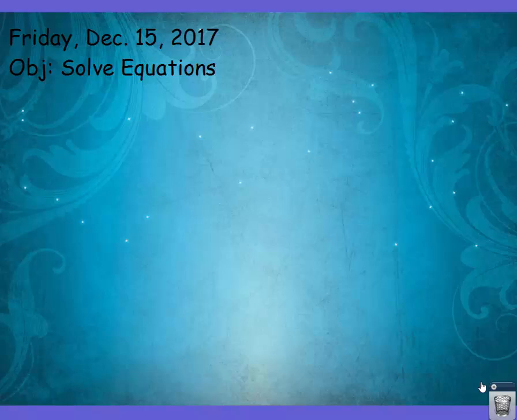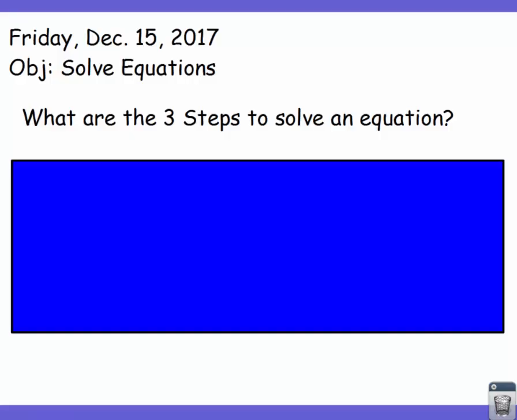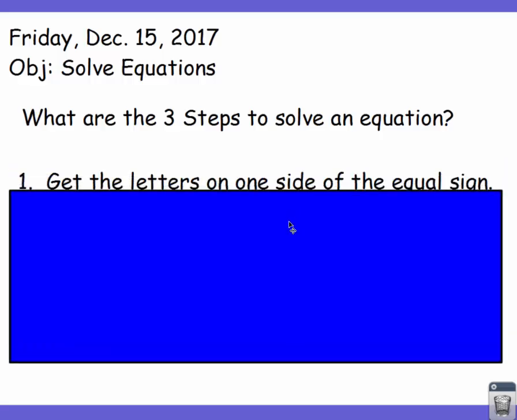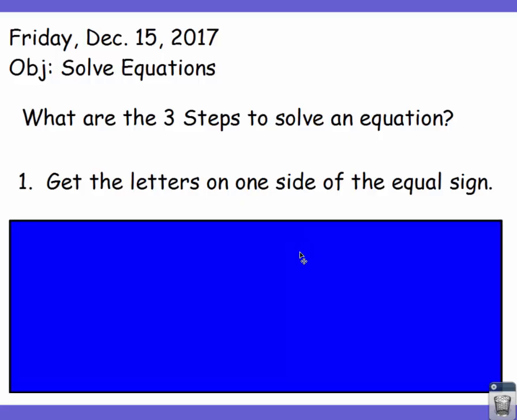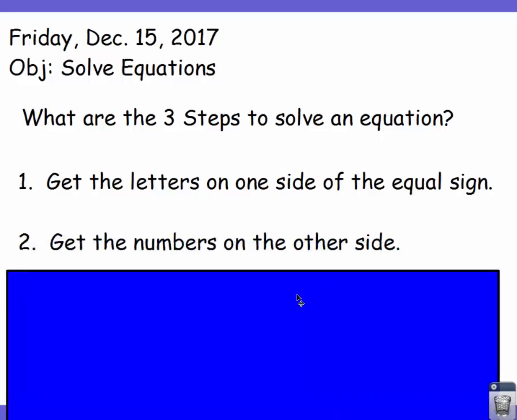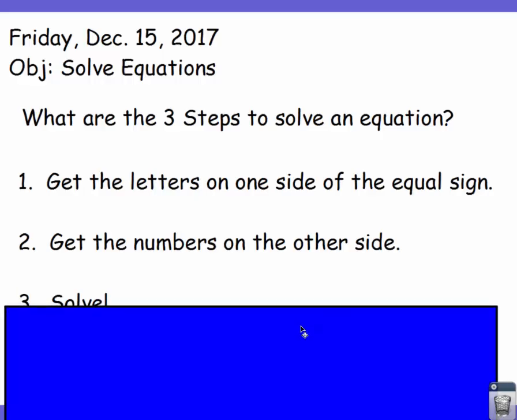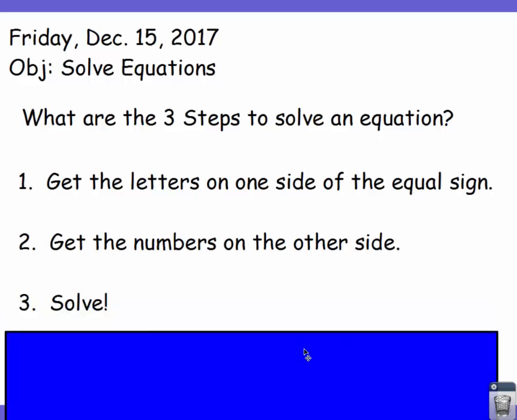Okay, class, today we're going to review solving equations with a twist. So what are the three steps that we use in order to solve an equation? Well, the first step should be get the letters on one side of the equal sign. How do we do that? We add the opposite. Second step, get the numbers together on the other side. How do we do that? We add the opposite. And the last thing is solve. How do we do that? We do the opposite.